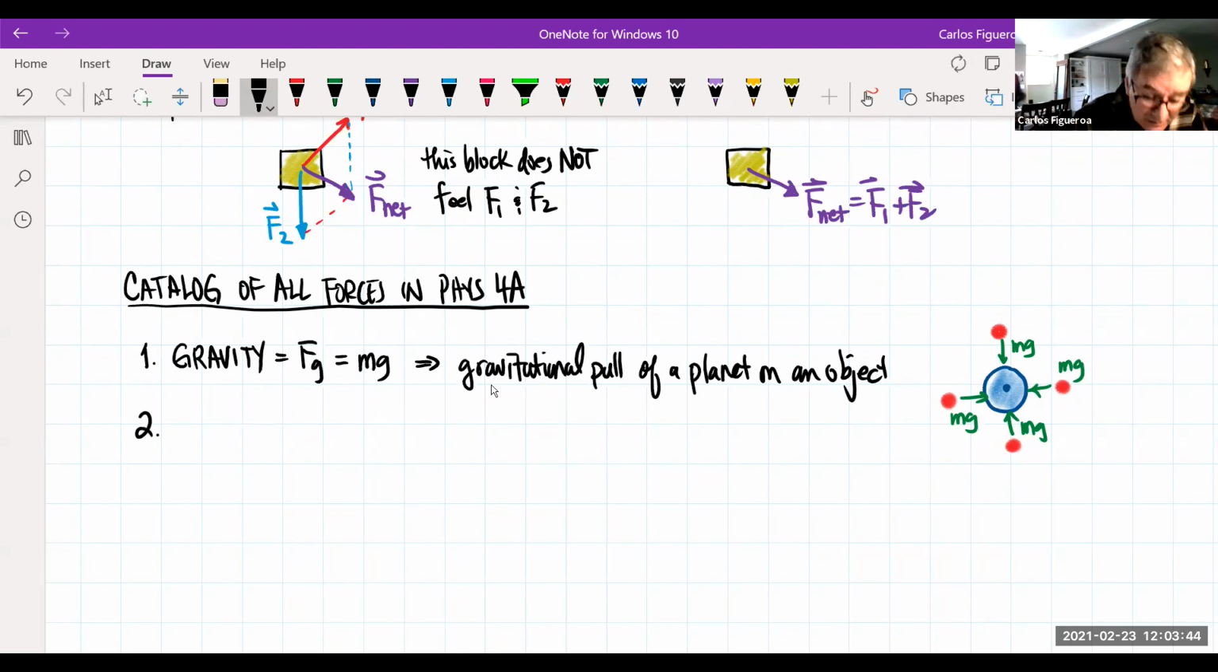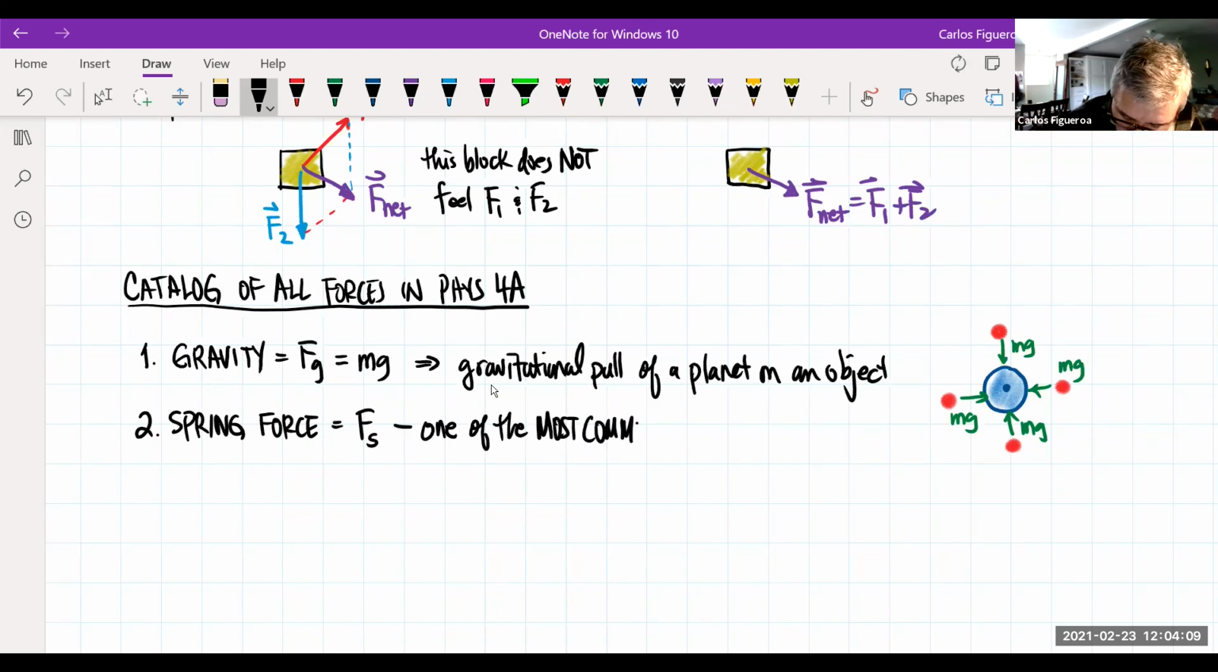Second one, let's go to the spring force. The spring force is probably the force that we will deal with quite a bit. And so typically we write the spring force as F of S. And I would say that without any doubt, this is one of the most common contact forces. So let's look at that.